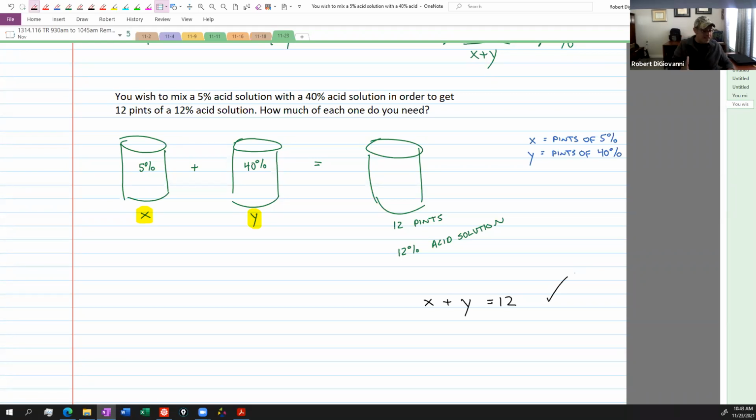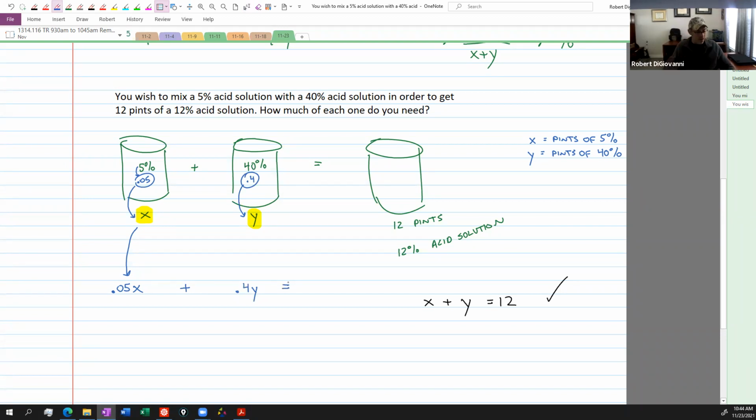Now, the next thing I know is that when I take this number, convert it to a decimal, and multiply it times this, so when I take 0.05 and multiply it times X, I get how much acid is in this first one. Over here, if I take 40%, convert it to a decimal, 0.4, and multiply it times that, I get 0.4Y. When I add those, I should get what?